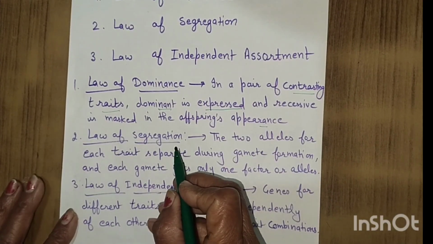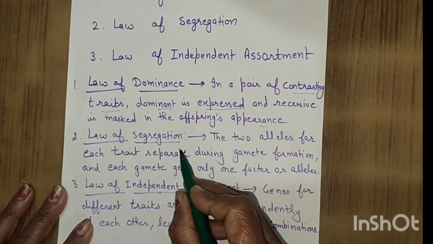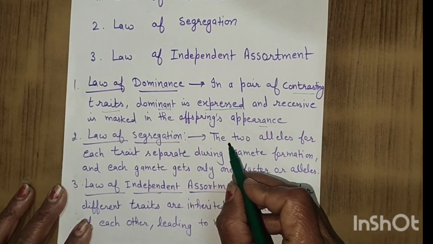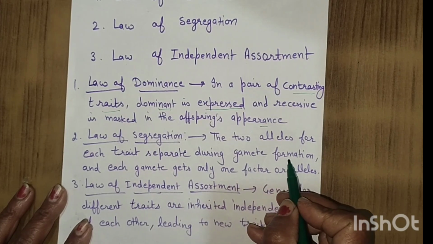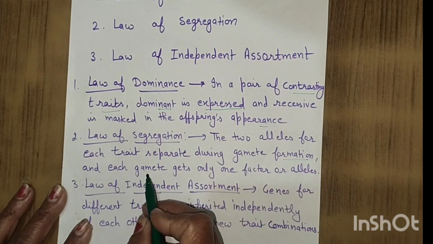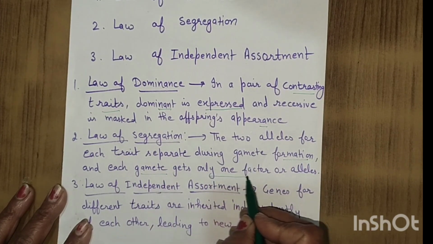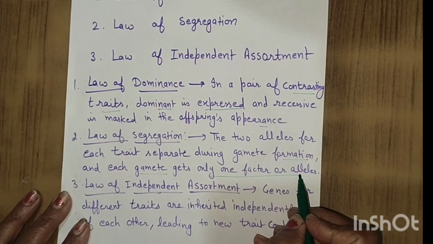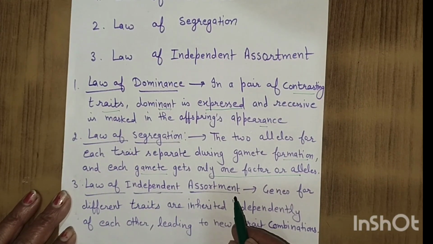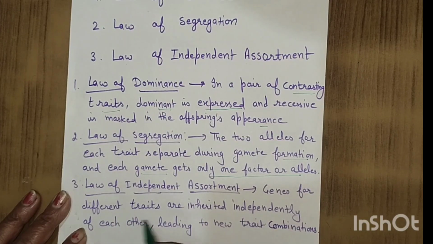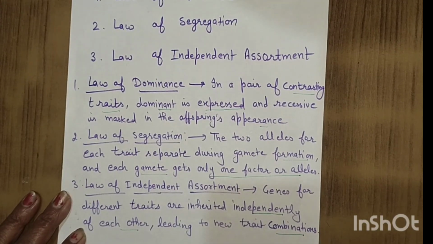Second is the law of segregation, or purity of the gametes. The two alleles for each trait separate during gamete formation, and each gamete gets only one factor or allele. Third is the law of independent assortment. Genes for different traits are inherited independently of each other, leading to new trait combinations.